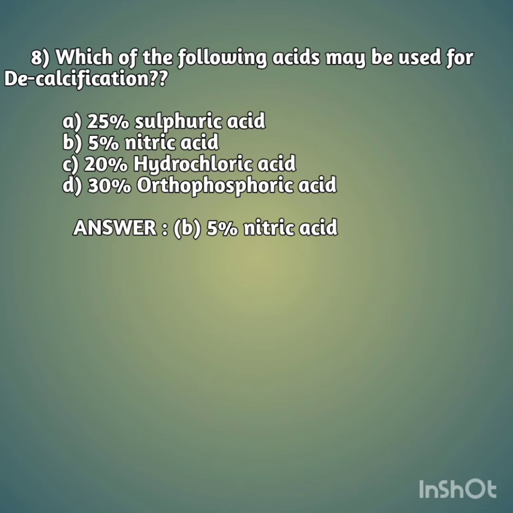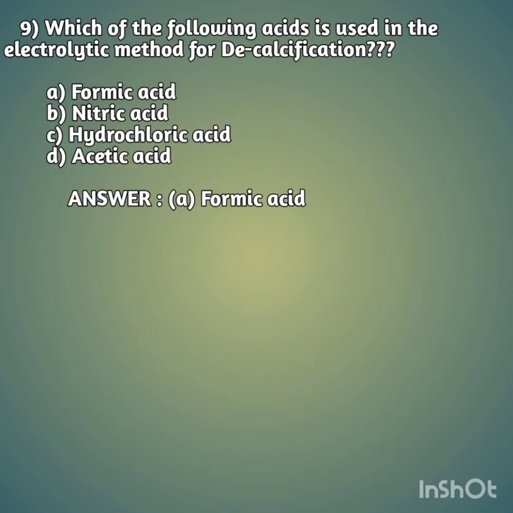Okay friends, the eighth question is, which of the following acids may be used for decalcification? What do you mean by decalcification? Decalcification is nothing but removal of calcium from the specimen. Option A, 25% sulfuric acid. Option B, 5% nitric acid. Option C, 20% hydrochloric acid. And option D, 30% orthophosphoric acid. So your right answer is B, that is 5% nitric acid.